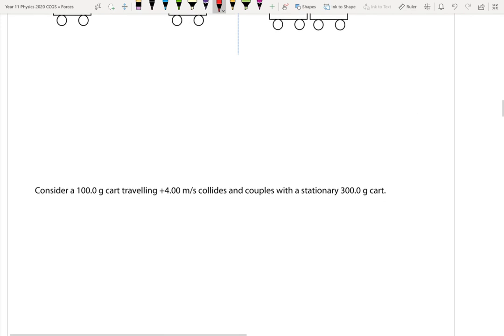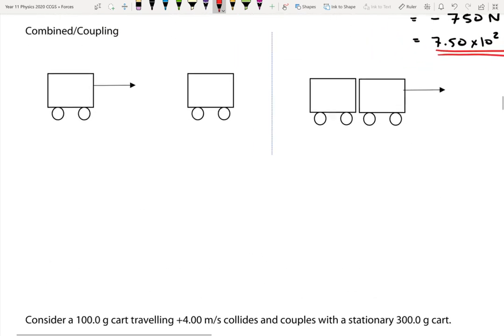Alrighty. We're doing pretty well here. Let's get on to the next kind of collision, and this is called a coupling. I'd like to demonstrate this.